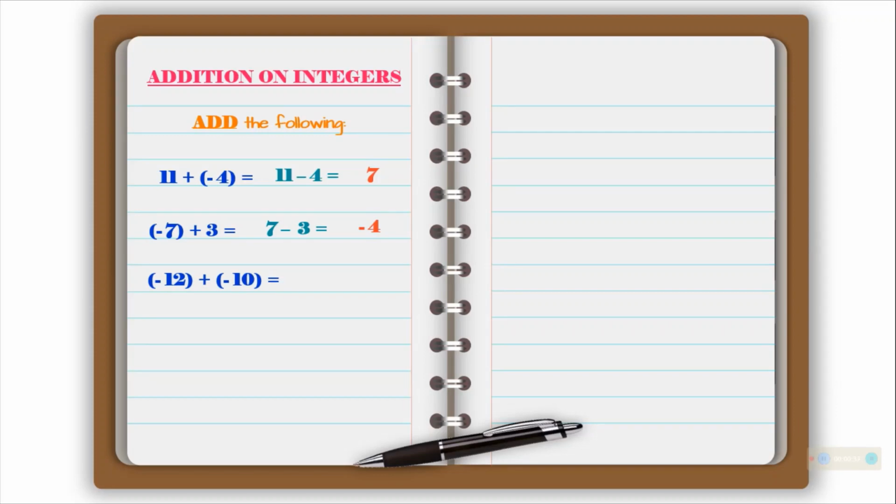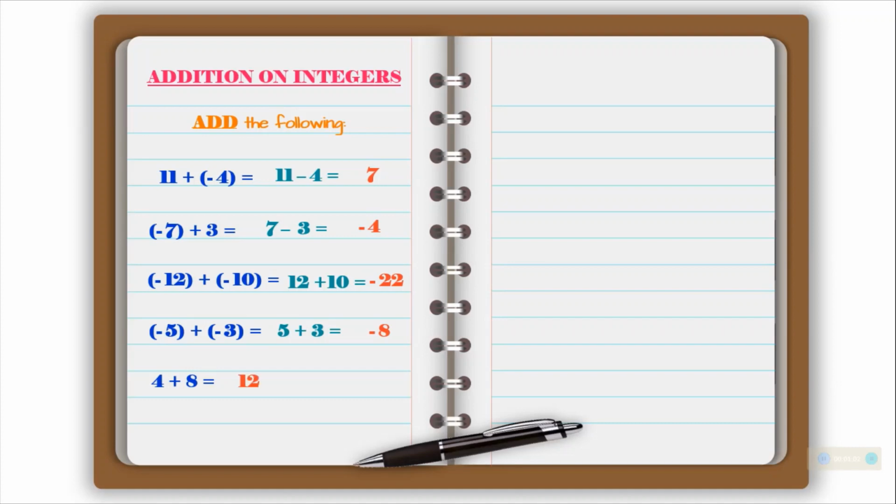Negative 12 plus negative 10, they have the same sign, so we will add. Then copy the sign, which is negative, so the answer is negative 22. Negative 5 plus negative 3, they have also the same sign, so we will add and copy the common sign, which is negative, so the answer is negative 8.